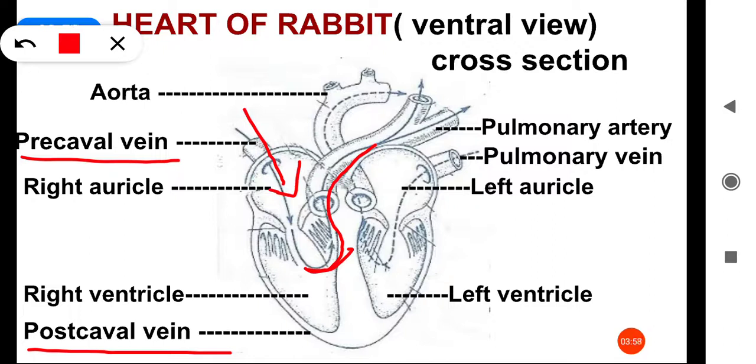Then oxygenated blood from the lungs is transported through the pulmonary vein into the left auricle. Then from the left auricle, blood flows into left ventricle. Then from the left ventricle, the oxygenated blood is carried by the aorta. Through the aorta, the oxygenated blood is transported into the body parts.